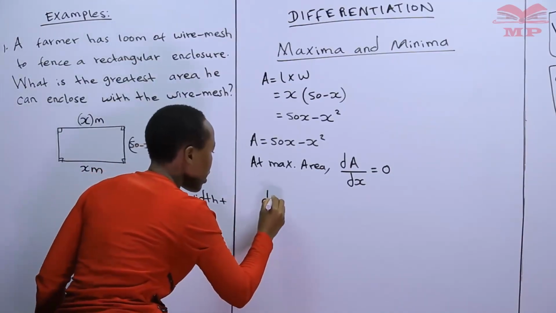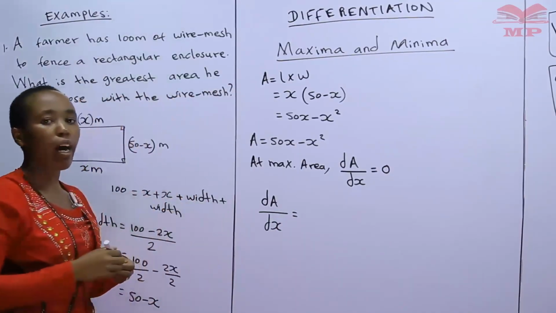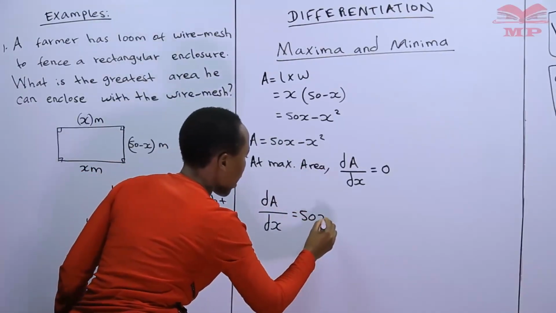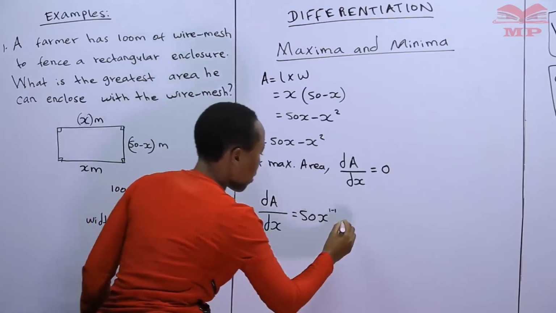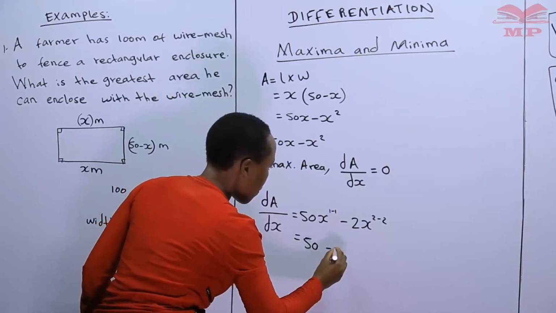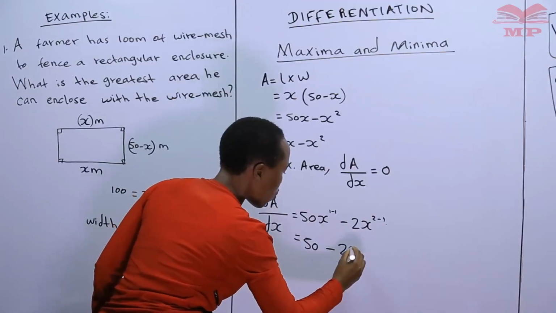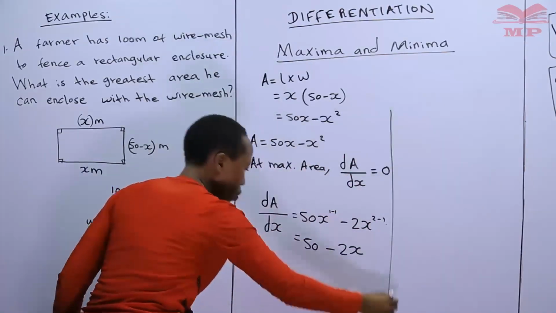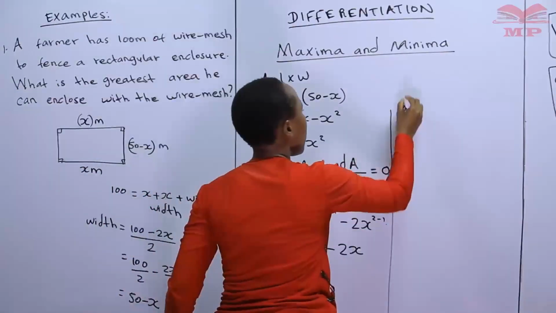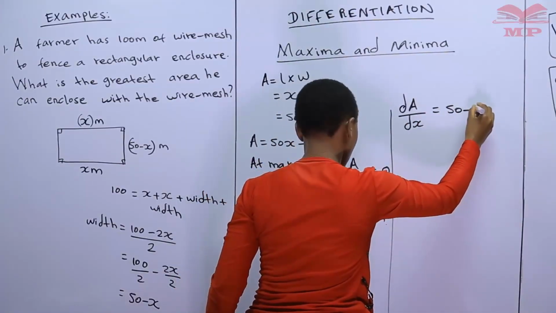Therefore, we get our dA all over dx. We are differentiating that equation for area with respect to x. So we have 50x to the power 1 minus 1, then minus 2x to the power 2 minus 1. So we end up getting 50 minus 2x. And therefore, we have dA all over dx equal to 50 minus 2x.